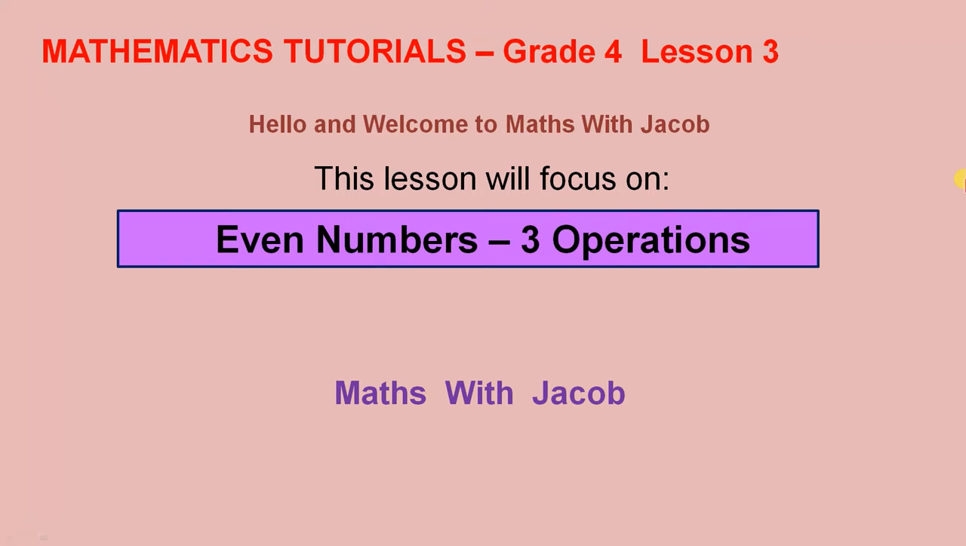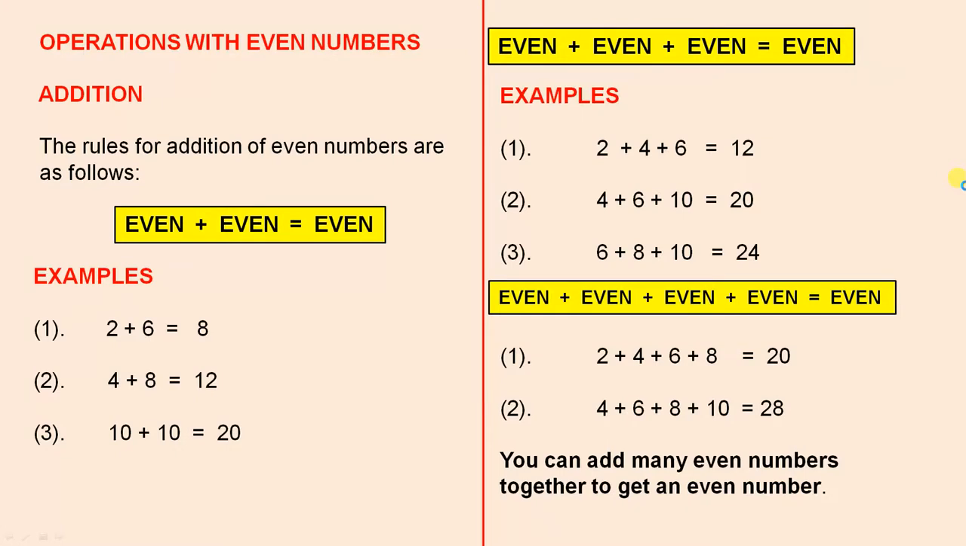This lesson will focus on even numbers, 3 operations. Operations with even numbers. The first operation we'll look at is addition. So the rules for addition of even numbers are as follows. If you add an even number to an even number, you get an even number. And here are 3 examples.